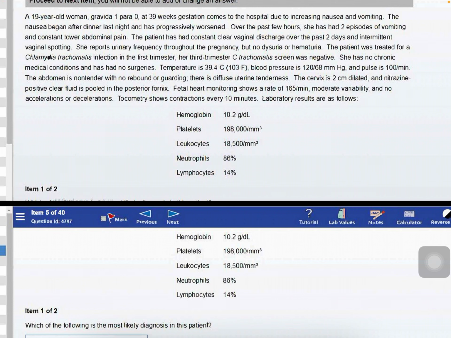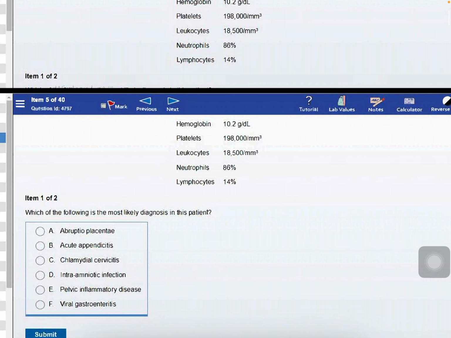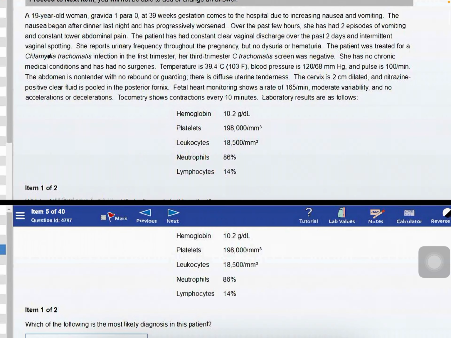Fetal heart monitoring shows a rate of 165 per minute, moderate variability, and no acceleration or deceleration. Tocometry shows contraction every 10 minutes. Laboratory results are as follows. Hemoglobin 10.2 gram per deciliter. Platelets 198,000. Leukocytes 18,000. Neutrophils 68%. Lymphocytes 14%. Which of the following is the most likely diagnosis in this patient?